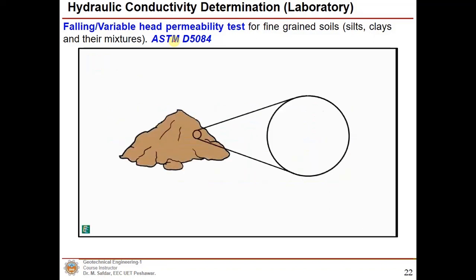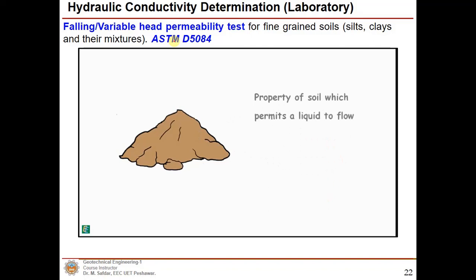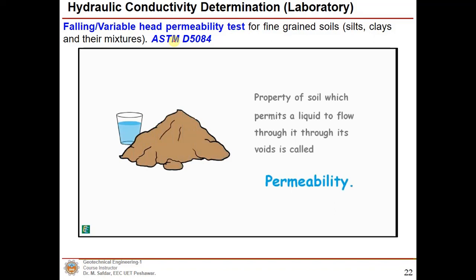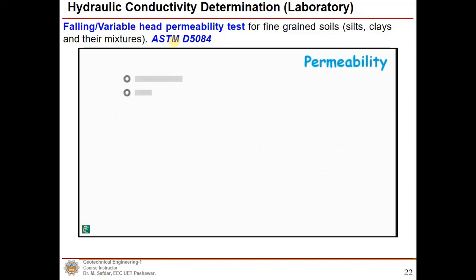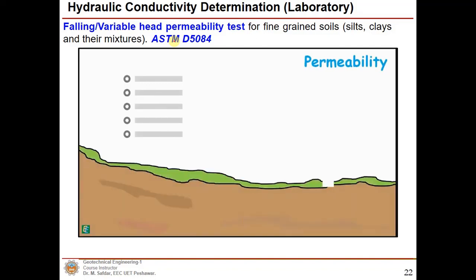Any soil, when depositing, contains some voids in them. The property of the soil which permits the water or any liquid to flow through its voids is called permeability. Permeability is the ease with which water can flow through the soils. There are numerous methods through which we can measure the permeability of a soil in the field or of a representative sample in the laboratory.